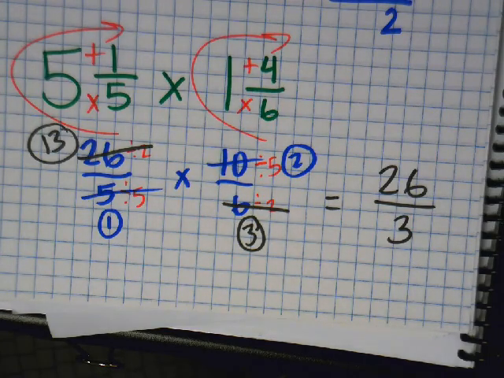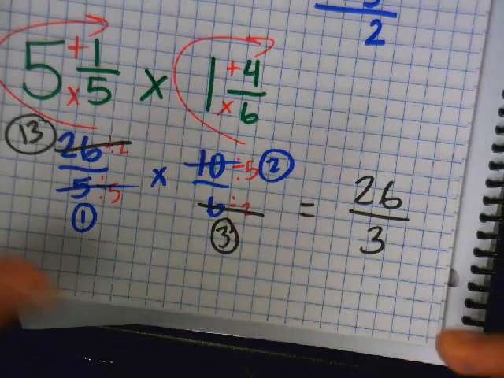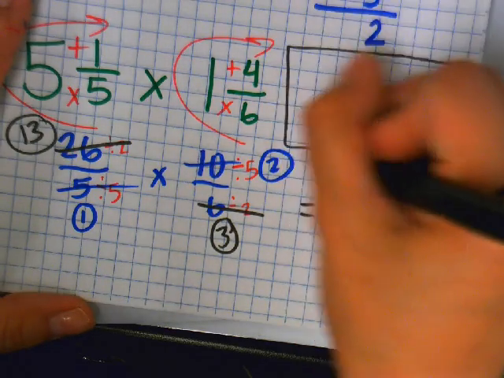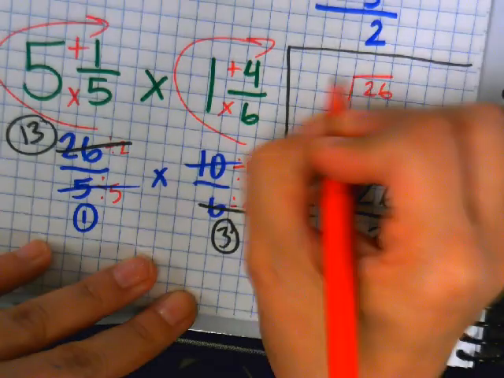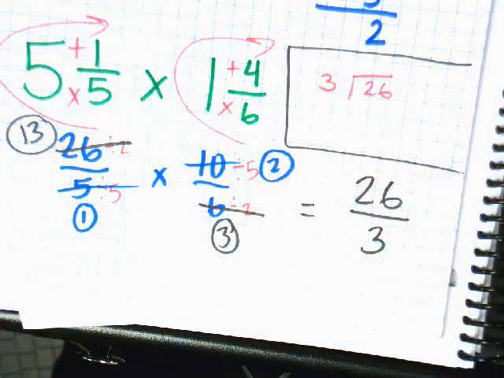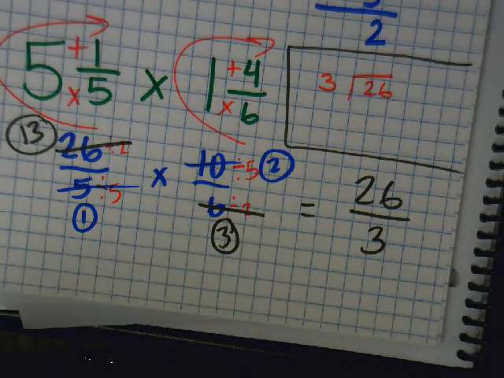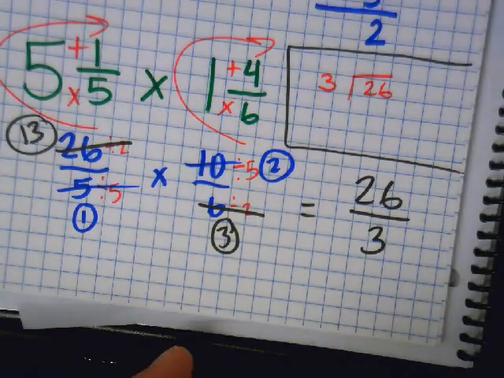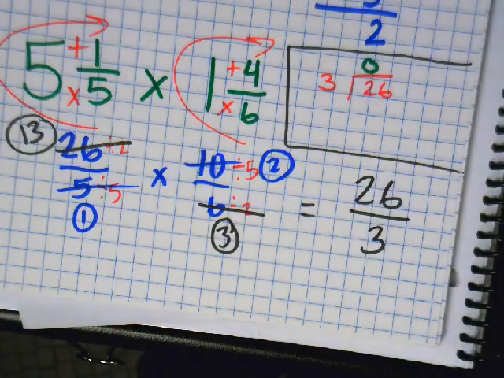Okay, so 26 divided by 3. So this is an improper fraction. You're almost there. The last step we have to do is take 26 over 3 and divide it out. So I'm gonna put it here, this little box right here. 26 goes inside, 3 goes outside. How many times does 3 go into 26? 8. What's 3 times 8?